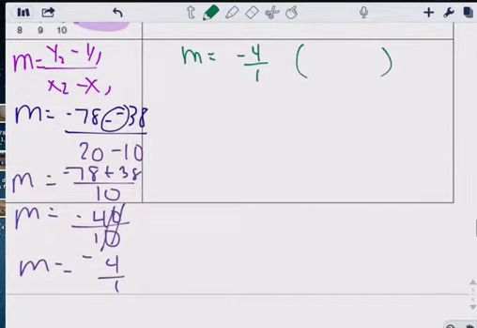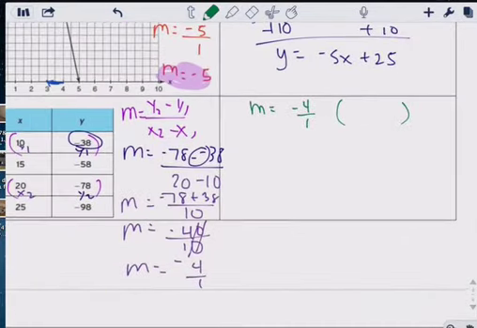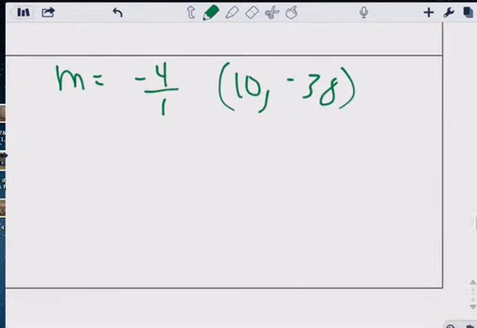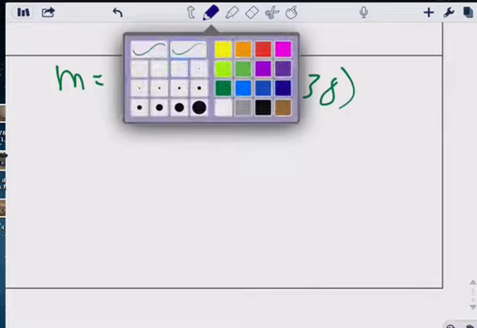Then I'm going to choose a point. Now I'll choose the 10 and negative 38. It's the smallest. Hopefully it's the easiest. Okay.